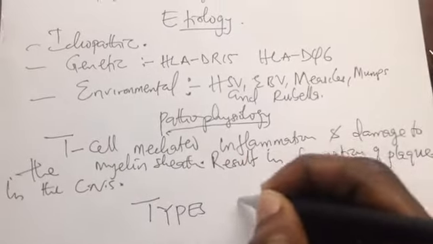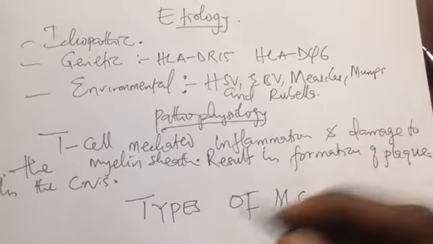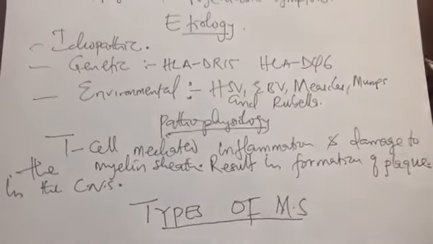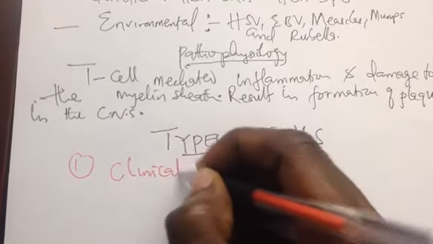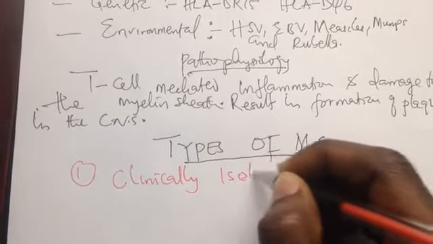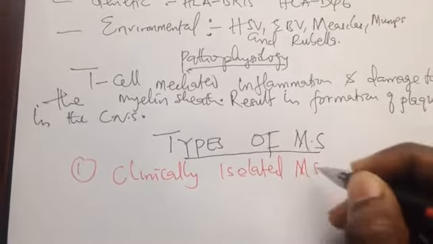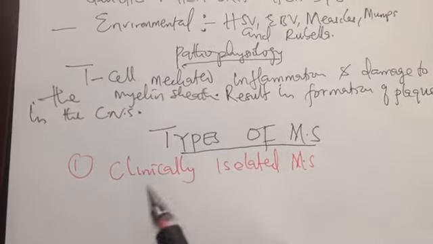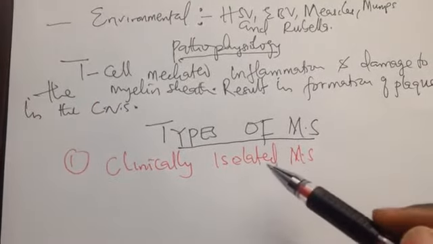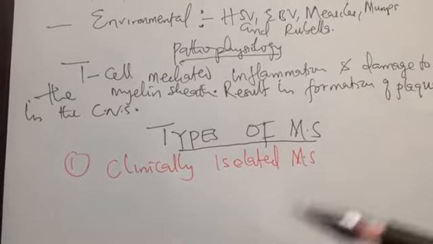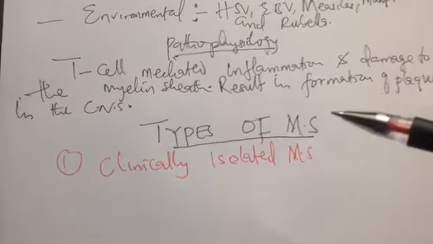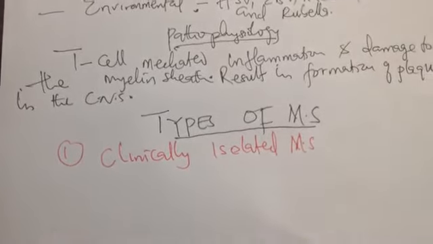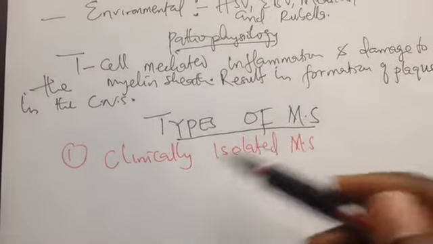Types of MS. Let me abbreviate multiple sclerosis as MS. Multiple sclerosis is divided into four types. Number one, we have clinically isolated MS. In clinically isolated MS, the attack is happening in the central nervous system, but the symptoms in that patient do not meet the criteria to diagnose the patient as having multiple sclerosis. That is why it is called clinically isolated.